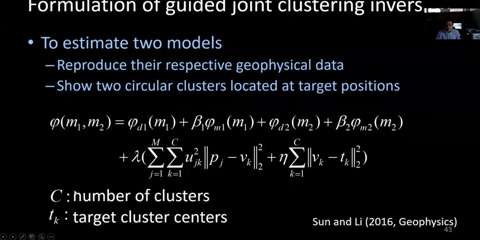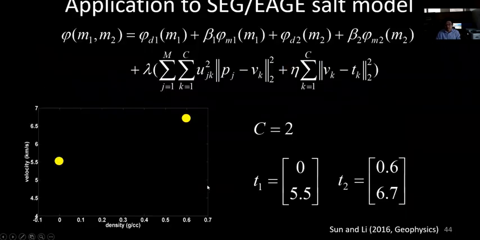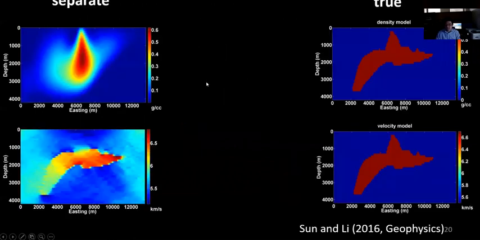Here, C is the number of expected clusters, or the number of expected geological units. T_k is the target, or a priori, average physical parameter value for each unit. This information, T_k, can be determined from a priori petrophysical measurements. With application to the salt model, in this case C equals 2, and T1, T2 can take on these values. Now if you go ahead and minimize this objective function, you will end up with something like this.